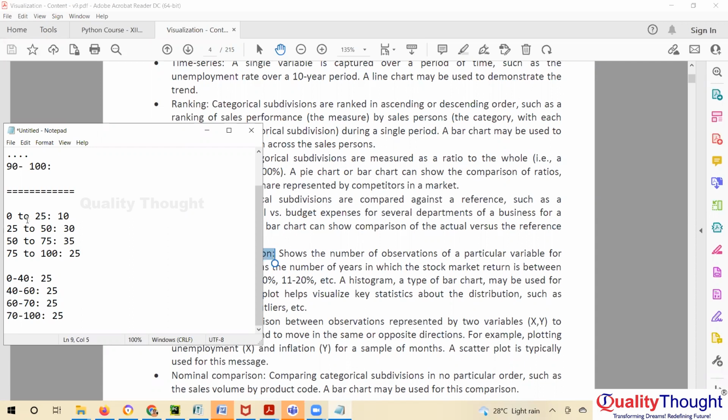25 to 50, there are 30 students. So 50 to 75, there are 35 students. When you plot the bar, you'll see that the first one is a small bar. The next one is a big one. And again, bigger, not small, not big. So you'll see that there are very few students who have got less number of marks, right?